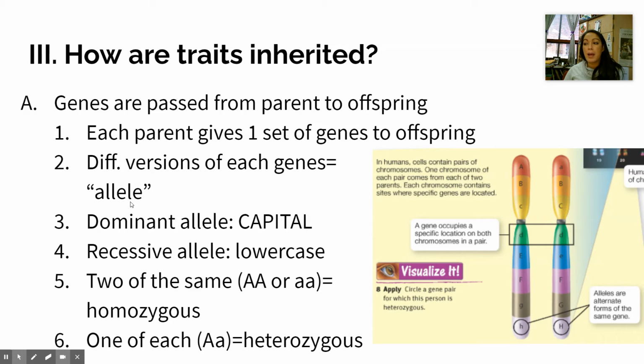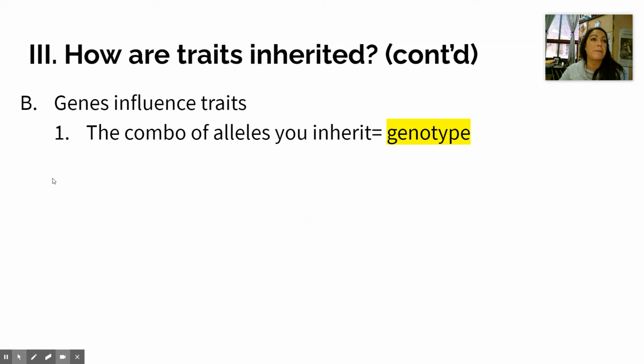If the organism has brown eyes, but they carry a recessive blue-eyed gene, then maybe you would have a capital B, lowercase b. That's heterozygous. Okay, so they have brown eyes, but they carry that blue-eyed gene that they could pass on to their offspring.